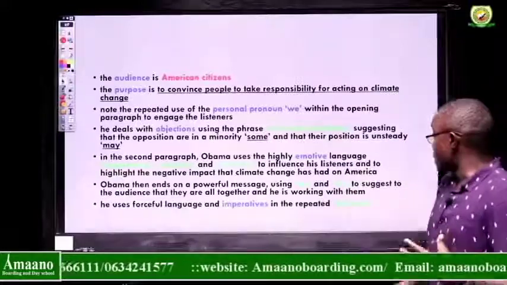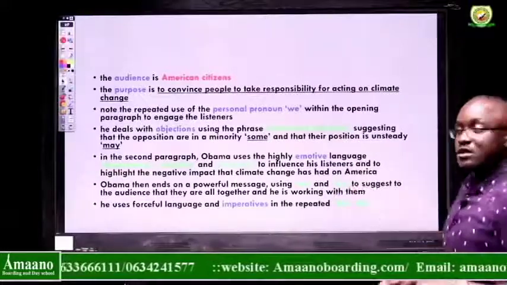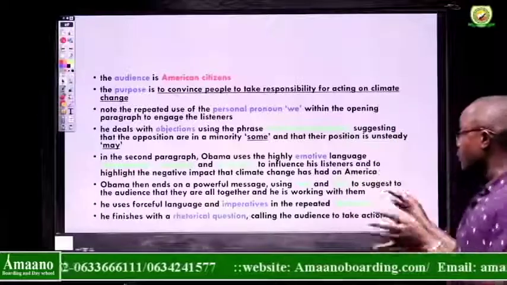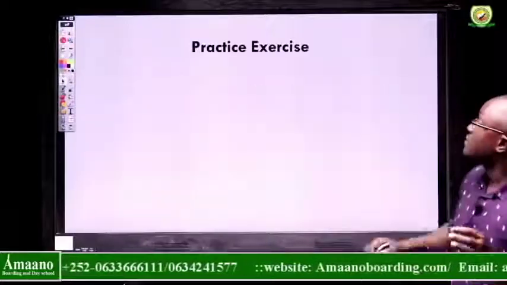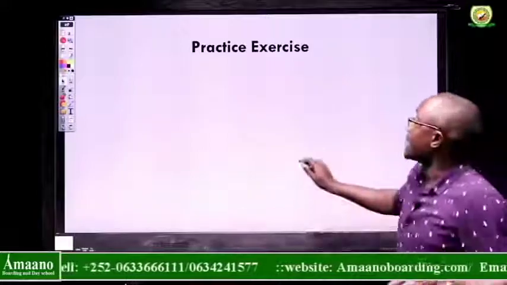Okay? Then look at the imperatives. We must. These imperative sentences, we must, and rhetorical questions as well. So, which enable them to take action.